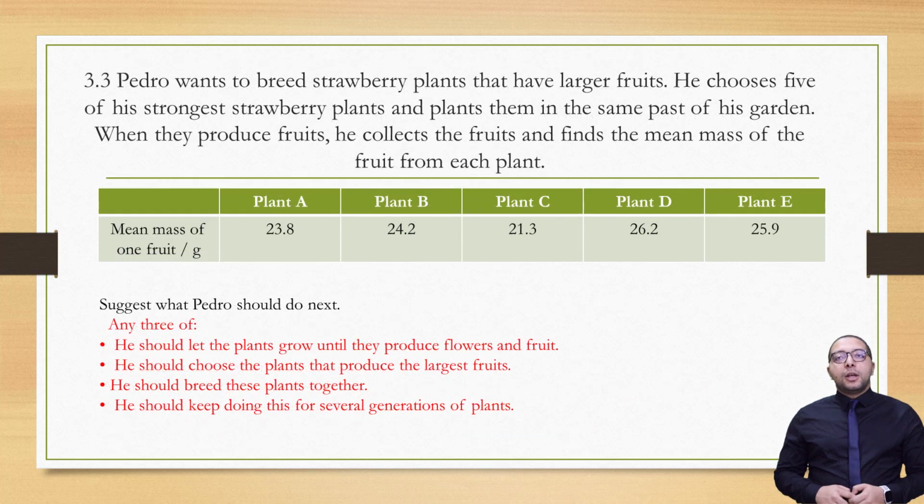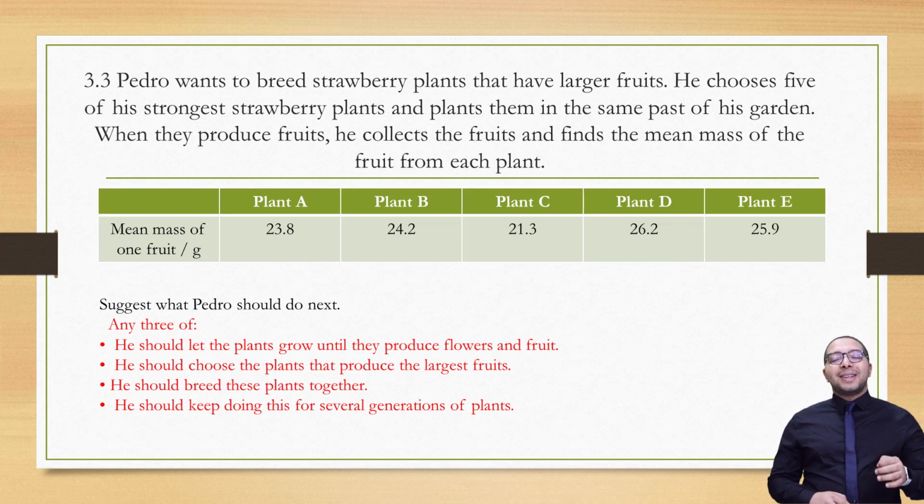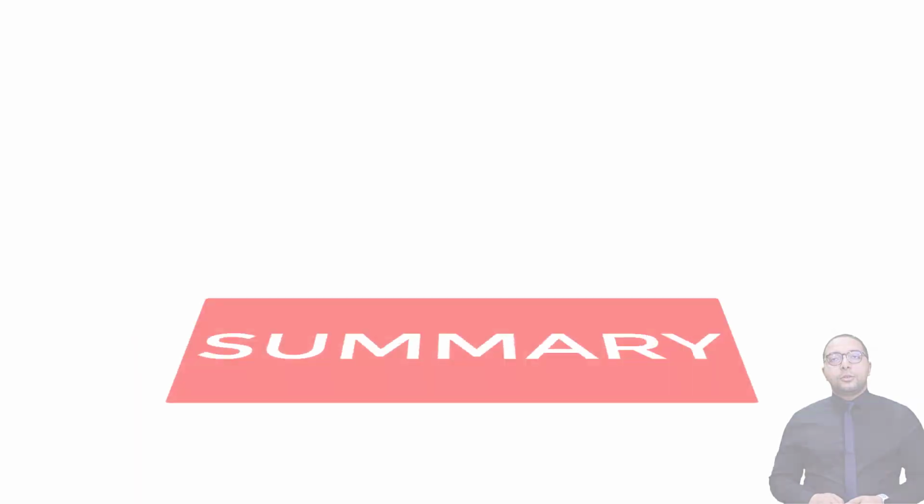Next question, suggest what Pedro should do next. He should let the plants grow until they produce flowers and fruits. He should choose the plants that produce the largest fruit. He should breed these plants together, and he should keep doing this for several generations until he gets the result that he wanted.